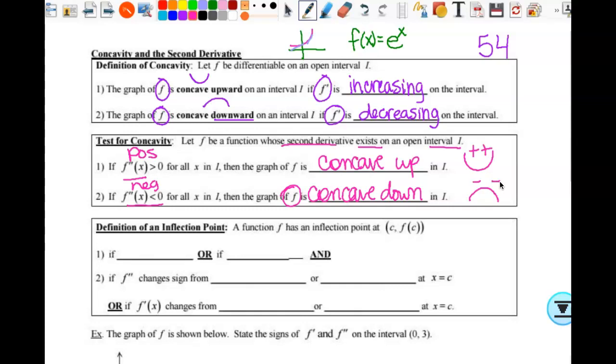And then that's concave down, and see how the negative makes you sad. Okay. Hey, whatever works for you to remember it. That's all I care about. Okay.